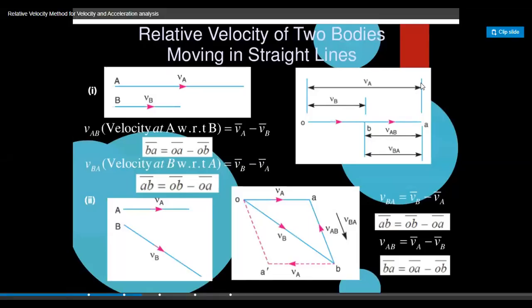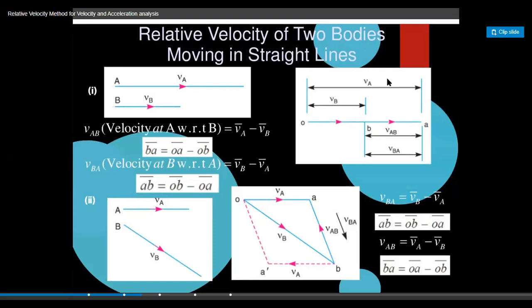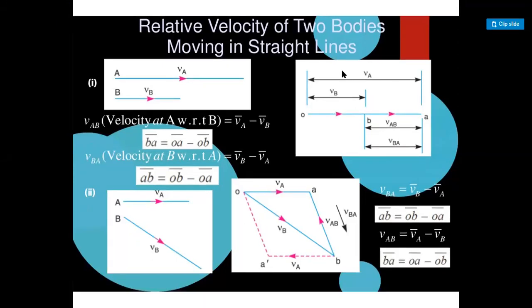Welcome back friends. Today we are going to study about the relative velocity or velocity analysis by graphical method. In our previous lecture we had studied about the graphical method using the instantaneous center method. Today we are going to study the velocity method using relative velocity of two bodies moving in straight lines. It is the second method to analyze the velocity in mechanisms, the relative velocity method.